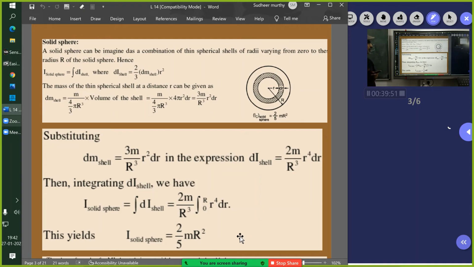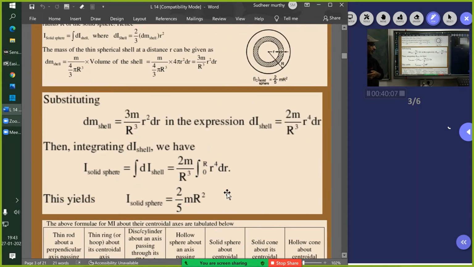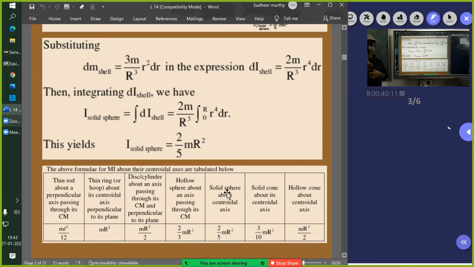No issues, right? Fine, done. So we can do it by many methods. I was trying to use the spherical, but anyway, I need to teach you that. Otherwise, we'll end up with that. Fine, friends. We'll get 2 by 5 mr square. You will get it. Good, I am very happy.